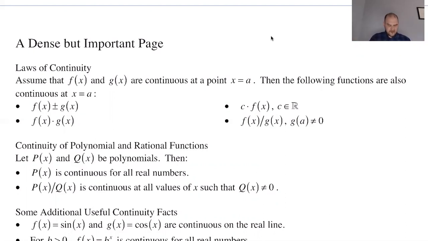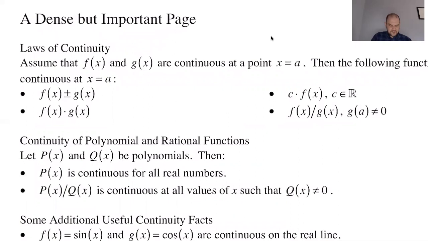So you've got the sum and difference, right? So f plus or minus g, that's good. The product, f times g, definitely good. A constant multiple. This one's weird. You don't use this property all that much because you just don't think about it. But if c is an element of the real numbers, then a constant multiple of f of x will also be continuous at x equals a. There's no reason that it wouldn't be.